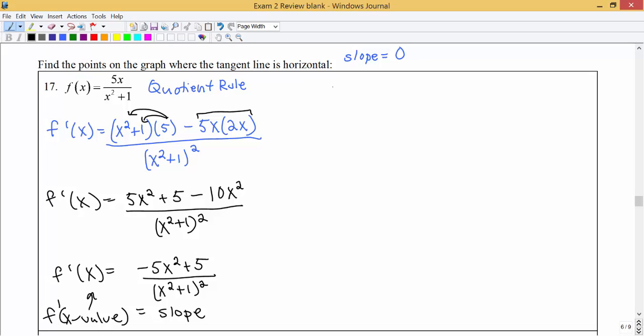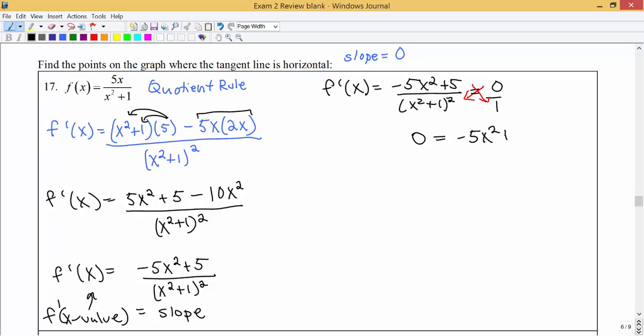So that means that I'm going to take the derivative and we're going to set that equal to 0. So we want to know what x value would cause the output to equal 0. We're going to think about 0 as a fraction, 0 over 1, and then we're going to solve this equation by cross multiplying. So 0 times the denominator would be 0. This times 1, of course, would just be negative 5x squared plus 5.